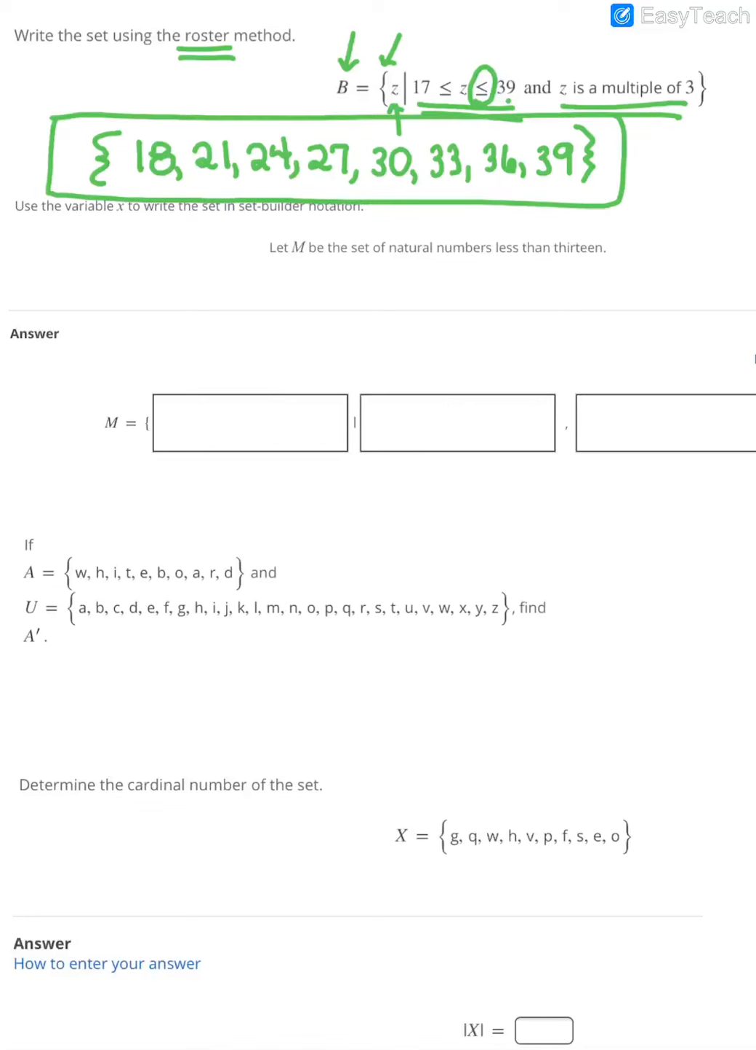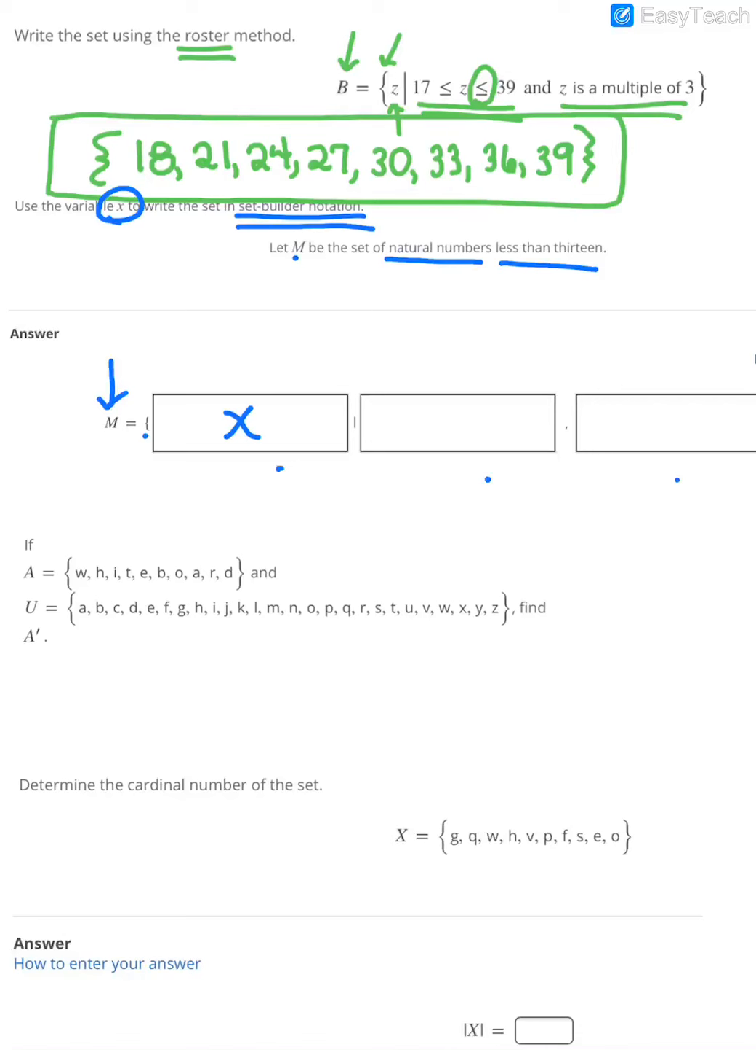In the next question, they're asking me to write the set with set builder notation. And they've got boxes for me to fill in and do that. So they've already started with the name of the set, which they told me is M. And this is the set of natural numbers that are less than 13. They do tell me to use the variable x. So notice they already have the bracket there, right here. So the first box, I put my variable.